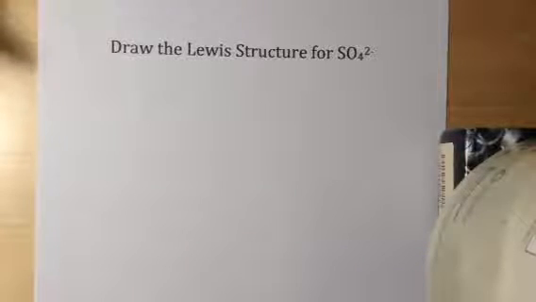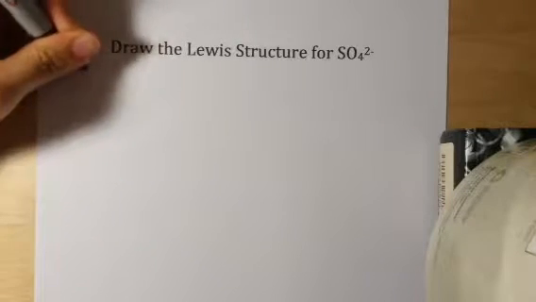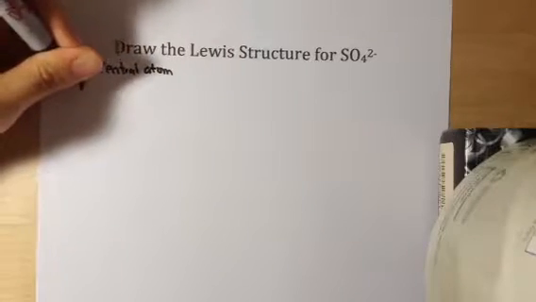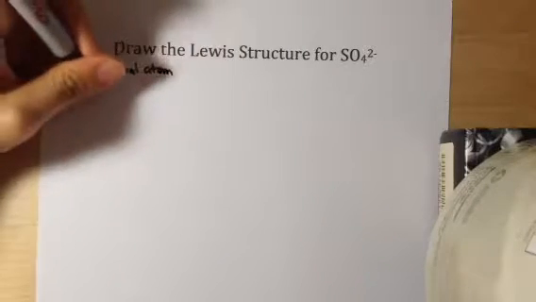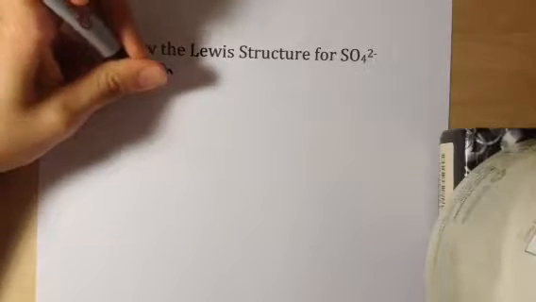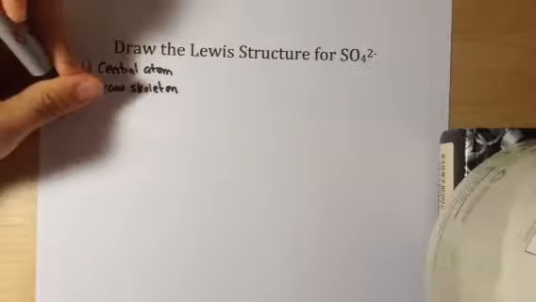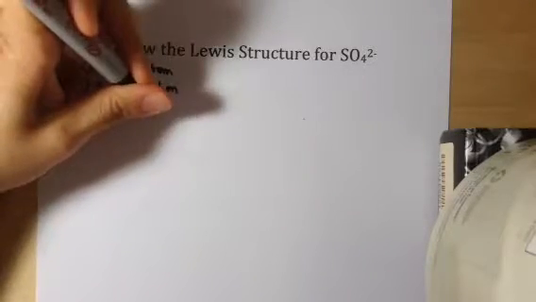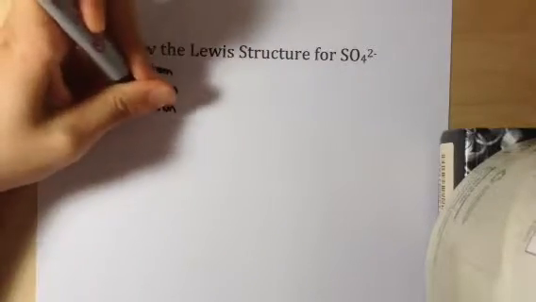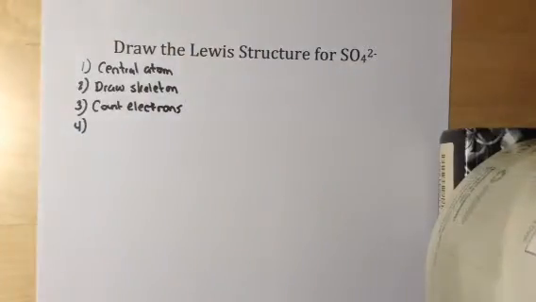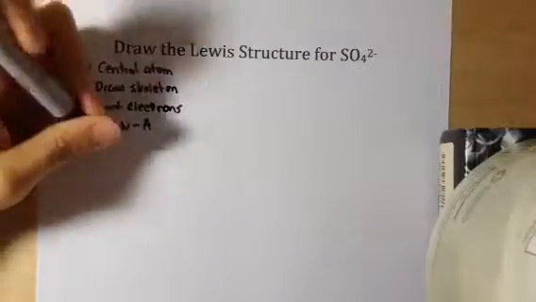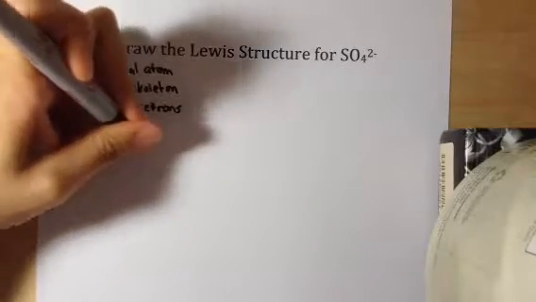So just to review, let's do the first 5 rules for drawing a Lewis structure. 1, identify central atom. 2, draw skeleton. 3, count electrons. 4, shared equals need minus available. 5, fill in lone pairs.